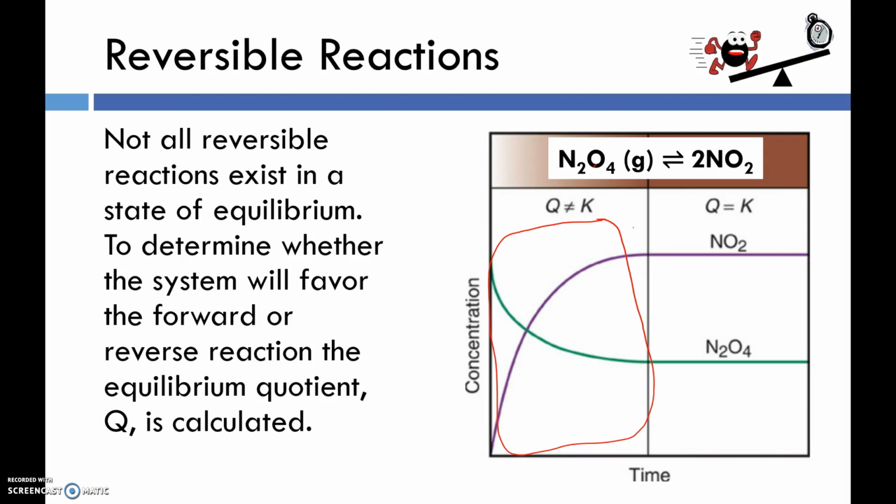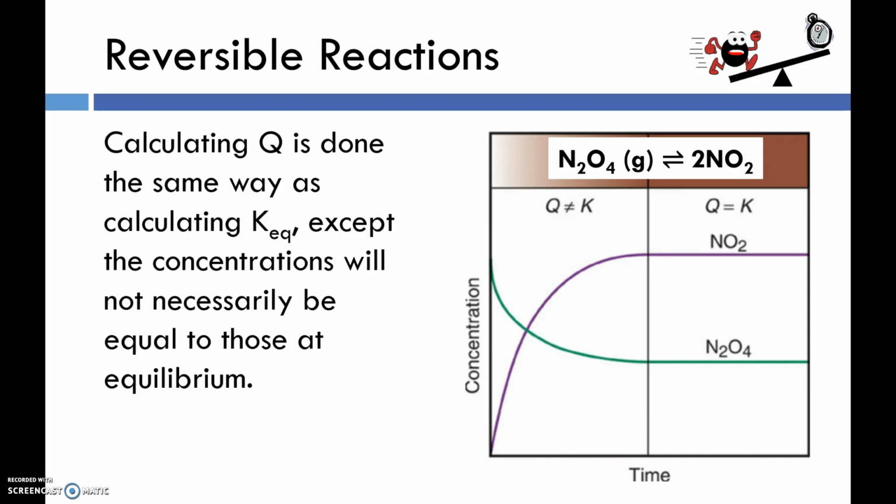Q is what we call the equilibrium quotient. And we're going to look at the concentration of the reactants and the products at different points in time to try to decide whether or not the system has established equilibrium. Calculating Q is the same exact way you calculate KEQ. You might be thinking, well, wait, if we are calculating these two values in the same way, don't we always end up with the same answer?